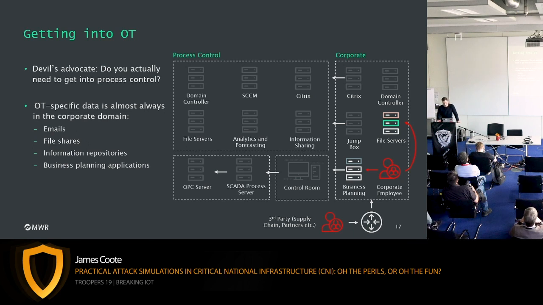One of the first questions worth asking, just to play devil's advocate, is do you even need to get into the process control environment? If your objective is simply to obtain OT-specific data, then we often find this kind of material just laying around in the corporate environment as well. We found this type of thing in emails, file shares, information repositories, all the business planning applications so that you can just log in and see all the data you need. So it's worth asking yourself whether you actually need to do any further activity.